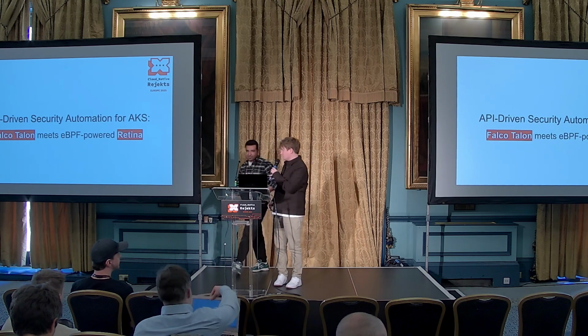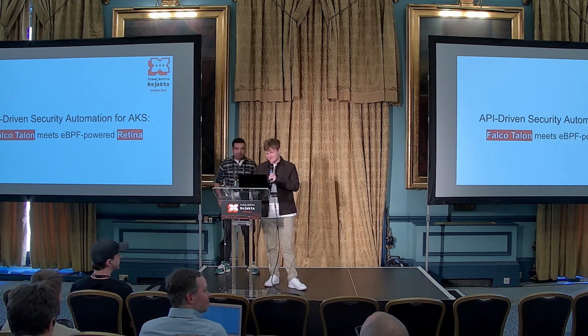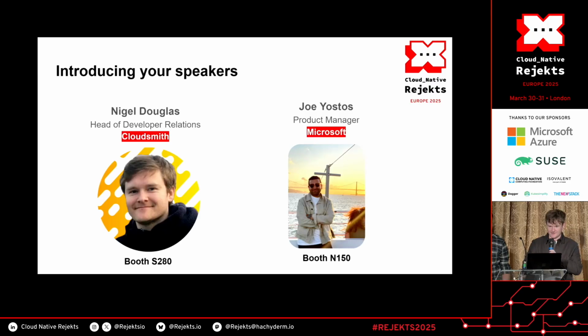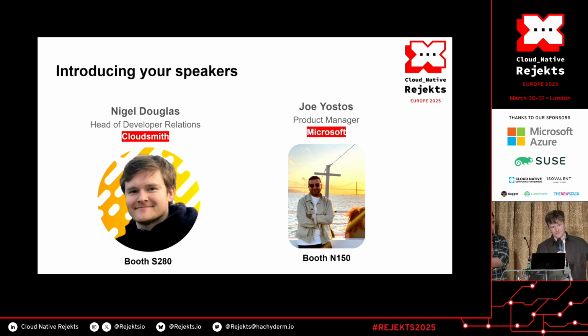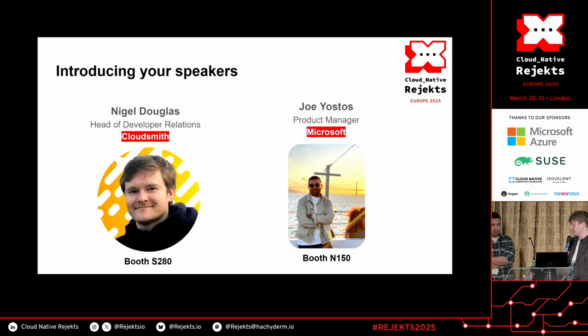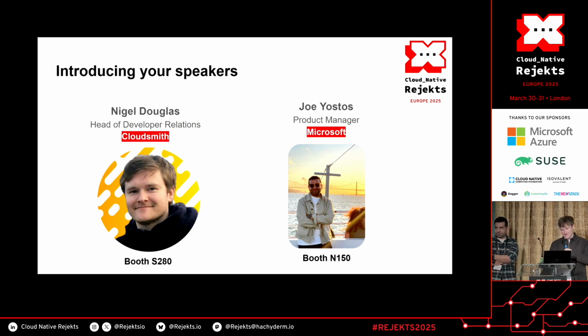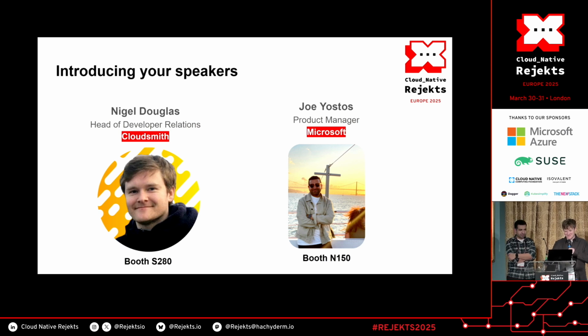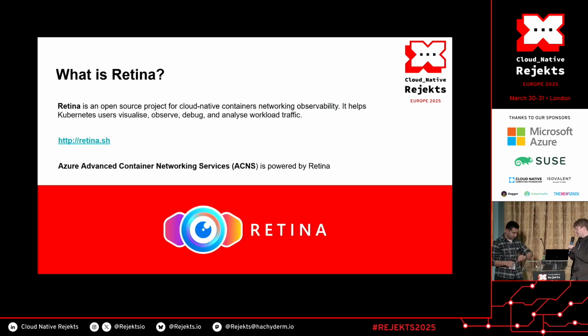We're going to talk through API-driven security automation, specifically for AKS, and we're going to use two tools, Falco Talon and Retina. So I'm Nigel. I've recently joined a company called Cloudsmith, but before this I worked with Joseph on the Falco project, and before that we worked on Project Calico, the CNI for Kubernetes. So without introducing Joseph here, I'm just going to let you jump straight into what is Retina.